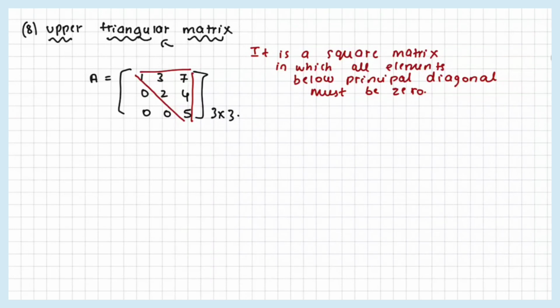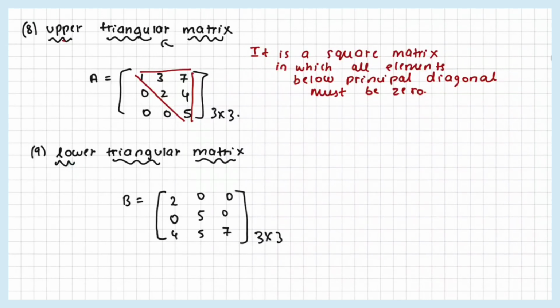Next we have the lower triangular matrix. The same, the opposite thing. Here, above you'll be having zeros, and as it suggests, lower means you'll be having a triangle in the lower part. See here, we can form a triangle, right? In the upper part we have zeros. So this is called a lower triangular matrix.